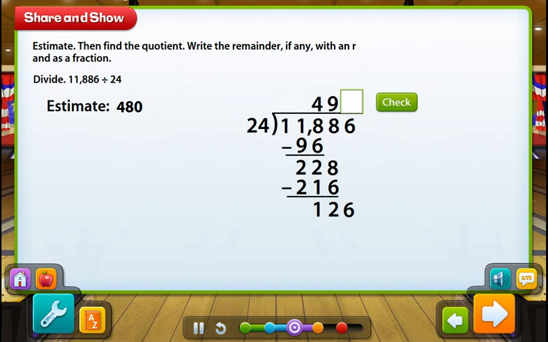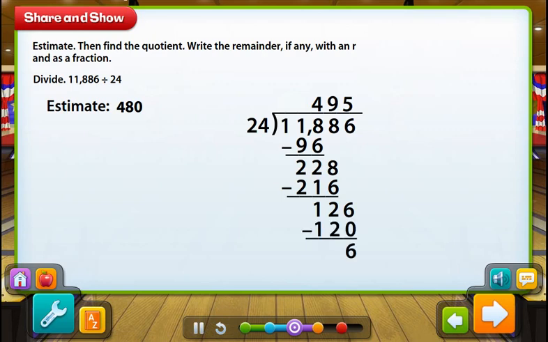Now you can divide the ones. Type your answer. That's right. The quotient of 126 ones and 24 is 5 ones. You have a couple more steps. Show the product of the ones digit in the quotient and 24. Type your answer. Great! The product of 5 ones and 24 is 120 ones.